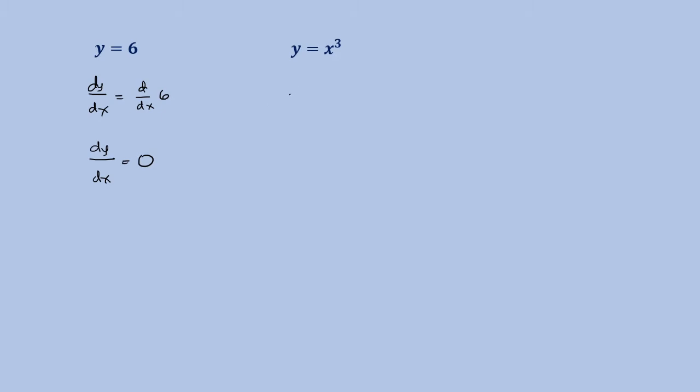Y is equal to x cubed. So doing this, we have the derivative of y with respect to x is equal to, so again, let's use this derivative operator to get the derivative of x cubed. So by power rule, we're going to have 3 for the exponent of your x here, and then x raised to 3 minus 1. Simplifying, we have 3x raised to 3 minus 1 is 2.